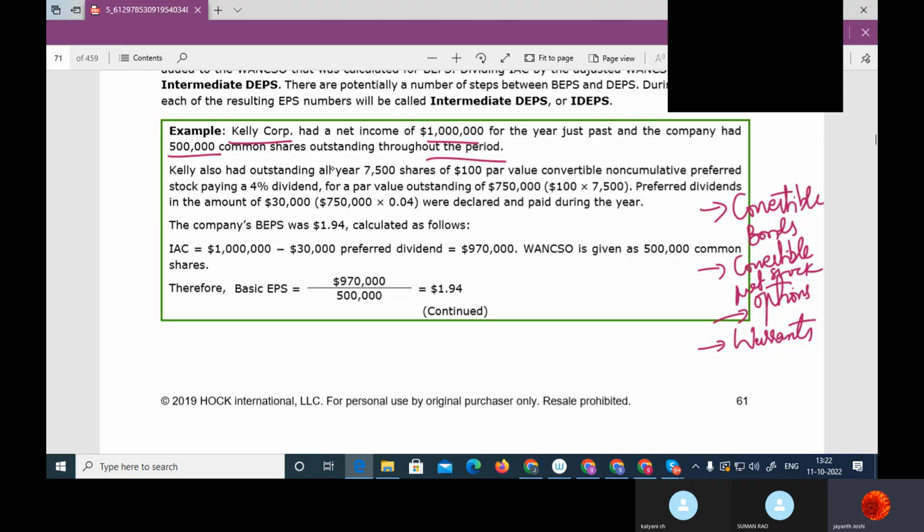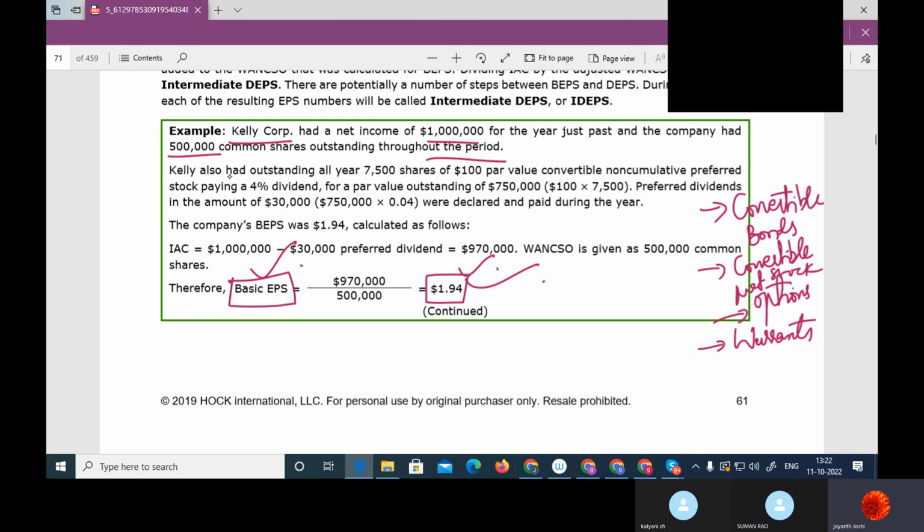Now, if you want to find out diluted EPS, you can do it with a procedure. Before you can find out the diluted EPS, you first have to find out the basic EPS, BEPS. After knowing the basic EPS, you can decide what your diluted EPS would be. The diluted EPS would be less than this, since your EPS is getting diluted. So your basic EPS would always be a higher amount than the diluted EPS.